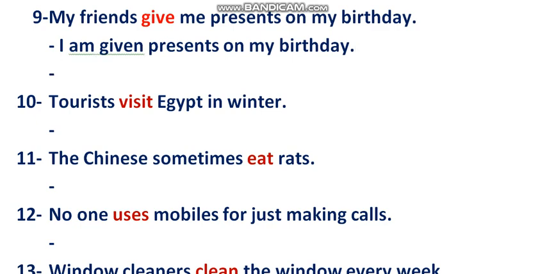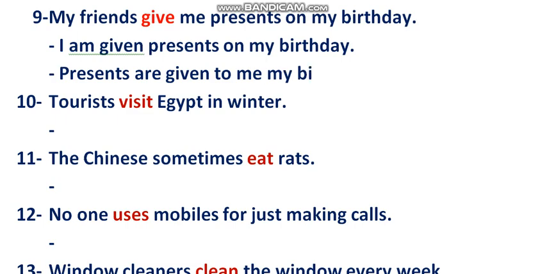So the other possible answer is that we start with the other object, which is presents. Presents, that's plural, we need are. Of course, still we need the past participle given. Now we need to add me. We add this preposition, on my birthday.